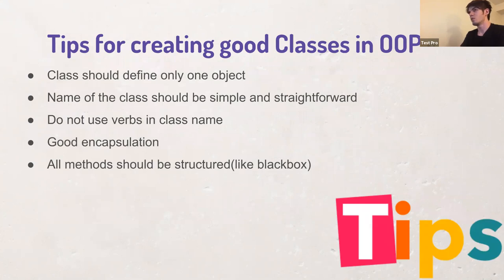Let's say you are creating a class and you want to use it for creating cars, right? So your class should only have all the parameters and all the methods to configure your car, but it should not have methods to configure your house or something not relevant to cars. So you should be pretty strict.